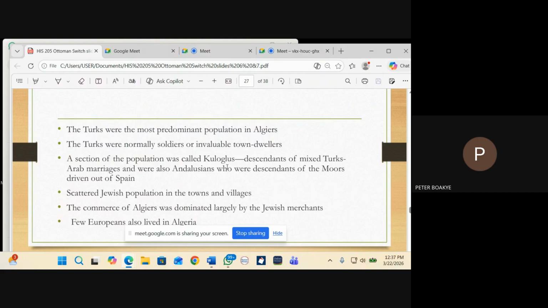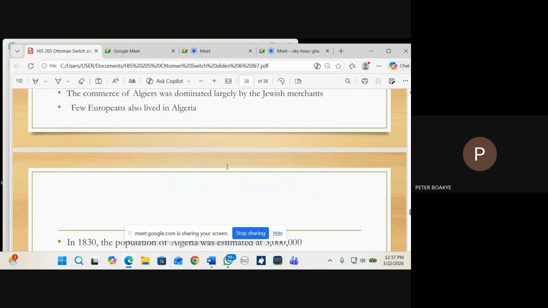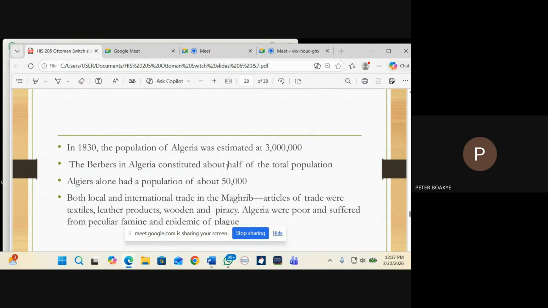Okay. Now, a few Europeans also lived in Algeria. So we have seen those who were living there. In 1830, the population of Algeria was estimated at 3 million people. The Berbers in Algeria constituted about half of the total population. So the Berbers were many there. Algiers alone had a population of about 50,000.